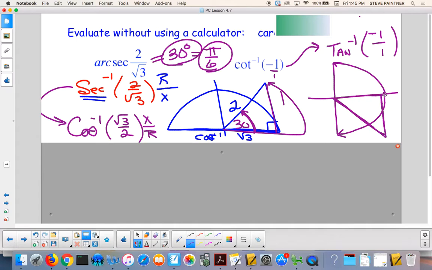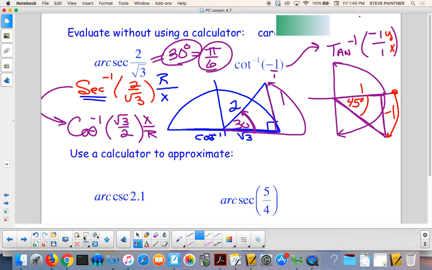Okay, it says 1 over 1, so you know this is the y, this is the x, so it's going to be y, negative 1, x, positive 1. Hey, what triangle is that? Obviously a 45. So you have to tell me the answer is from here down to here. Well, which direction? That's positive or negative? Negative, and it's going to be what? Negative 45 or negative 5 over 4.